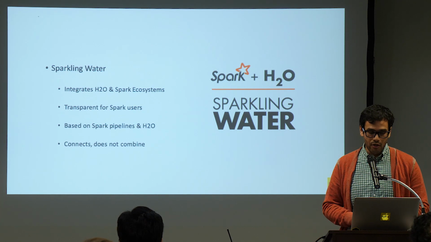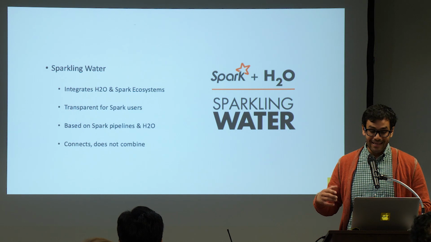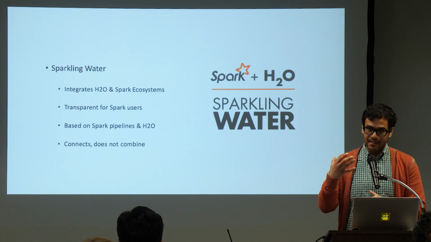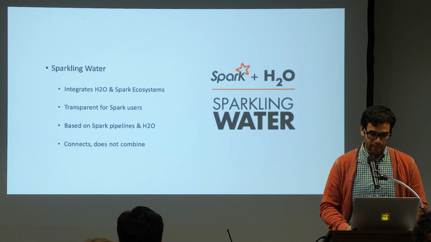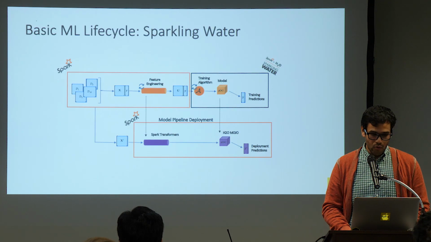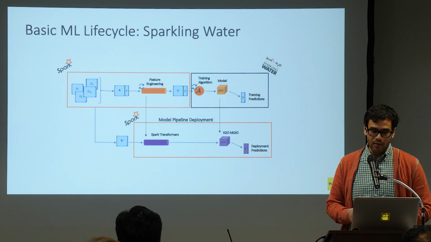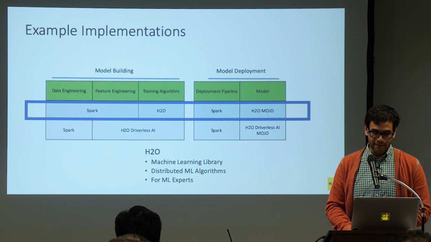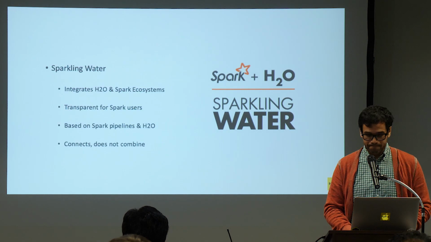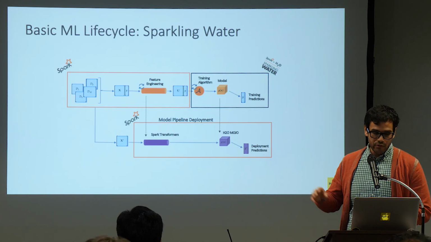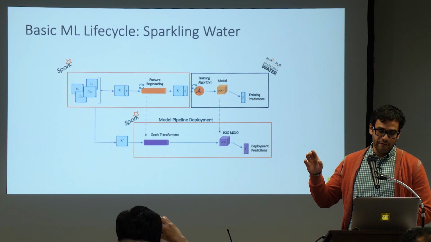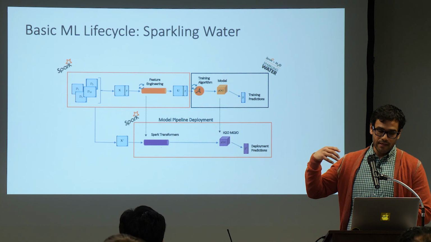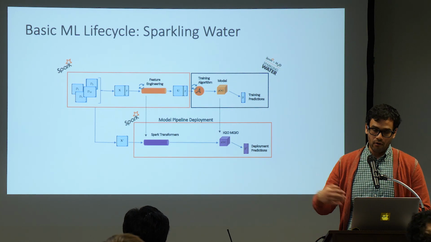I think it's really important to note that Sparkling Water does not combine Spark and H2O. It's not some monolithic platform. It's really just the seamless connector between the two. So how does the lifecycle that we went over look with the introduction of Sparkling Water? Specifically, how does the first example implementation look? We are going to use Spark for the data engineering and feature engineering phases, and then the H2O platform for the training of the model. Yes?